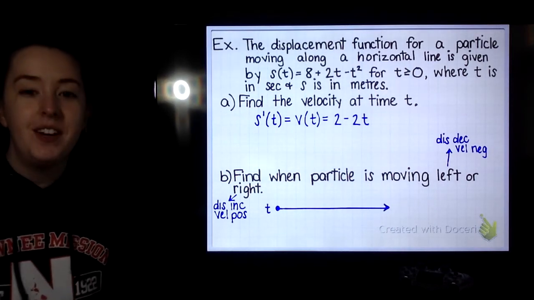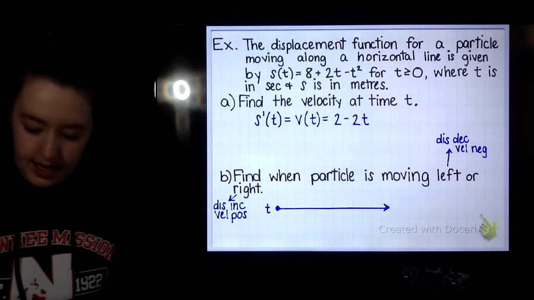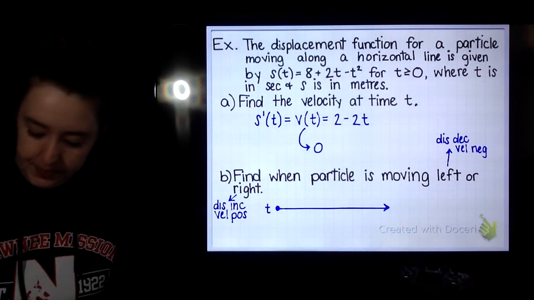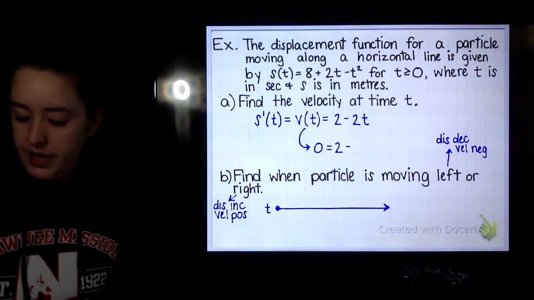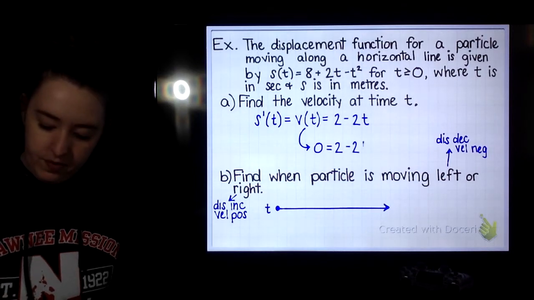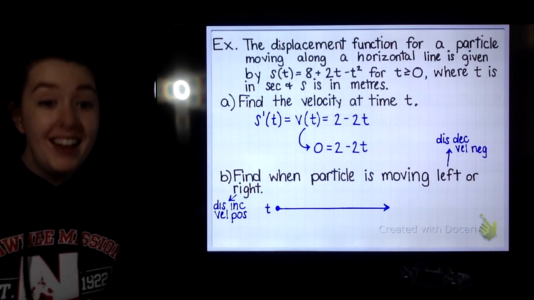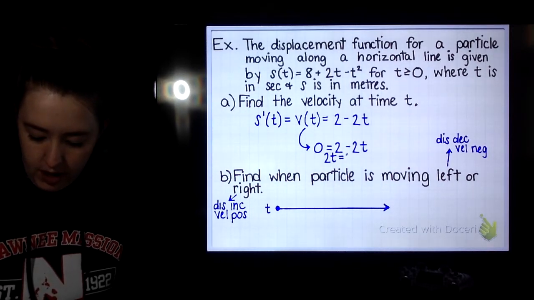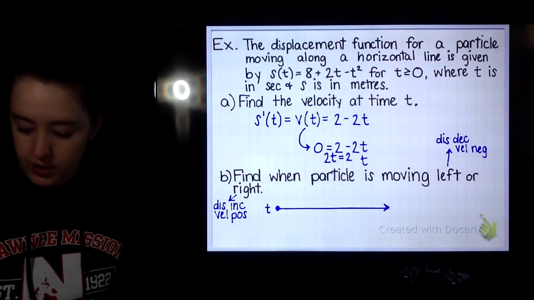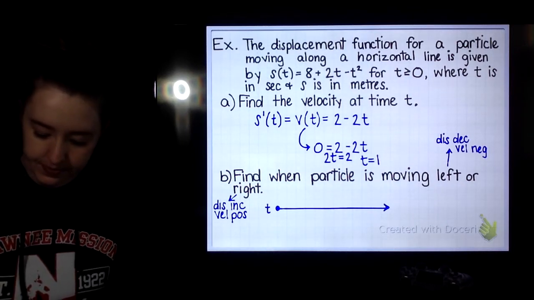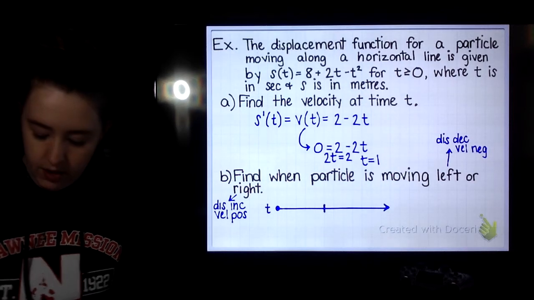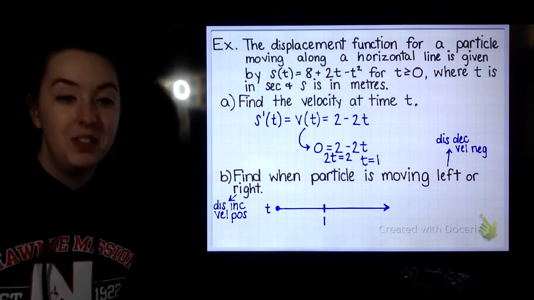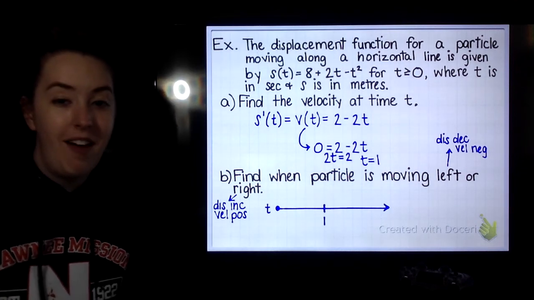Okay, so what we want to do is take our velocity function and set that equal to 0. So 0 equals 2 minus 2t. And then we should go ahead and solve for t. So we'll add 2t to both sides, divide by 2. So t equals 1. So I think my function will change direction after 1 second.